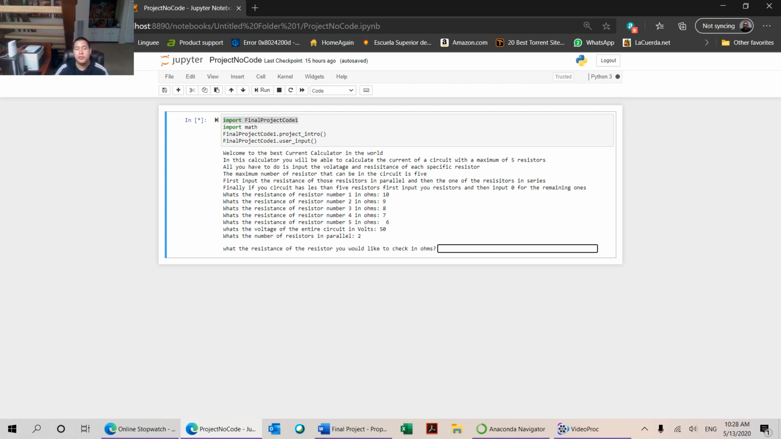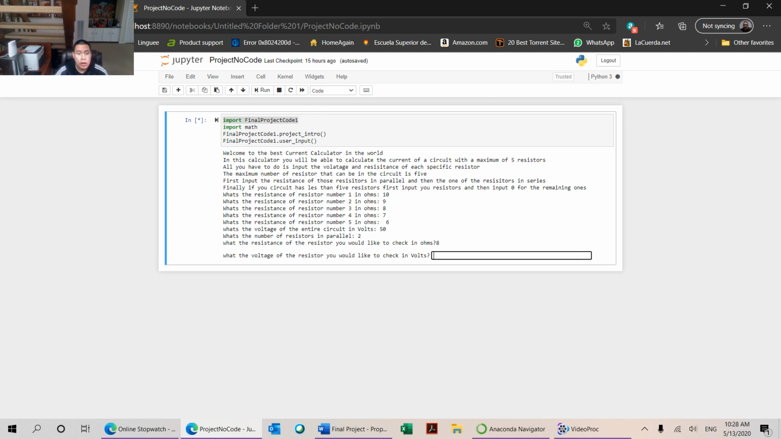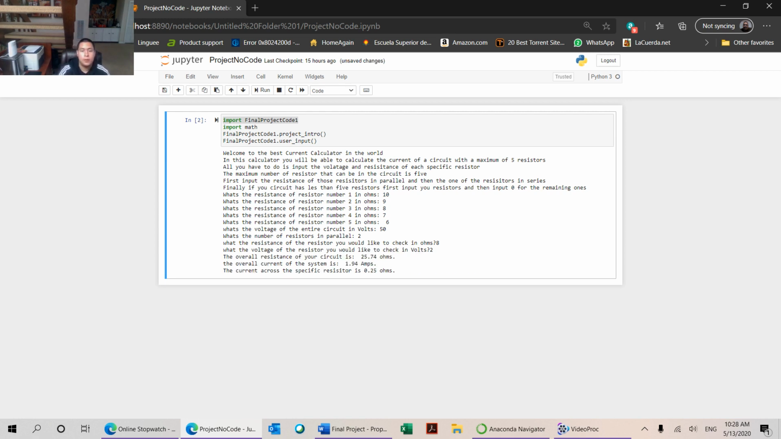Now, this is for a specific resistor. Let's see, I have 10, 9, 8, 7, 6. Let's go with 8. And the voltage, let's go with 2. Okay, so after this you see your output messages. From here, the overall resistance of your circuit is going to be 25.74 ohms.